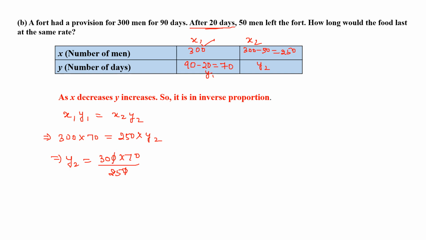Now 0 and 0 cancel. 5 5s are 25, 5 6s are 30, and 5 7s are 35, so 70 also comes. So you have to reduce it. So 5 times 1 is 5, and 5 times 14 is 70. Now 6 into 14: 6 4s are 24, so 84 days. So the food will last for 84 days. Okay, so this is the solution for the B part.